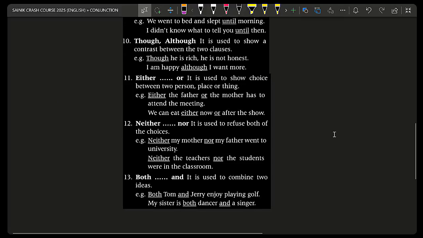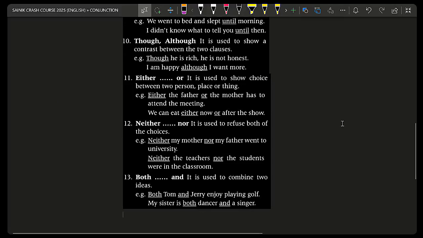So both and, the combination of both and, is used to combine two ideas. Both Tom and Jerry enjoy playing golf. So whenever both is there, it is used to combine two things using and. My sister is both a dancer and a singer. So it is a combination of two qualities.